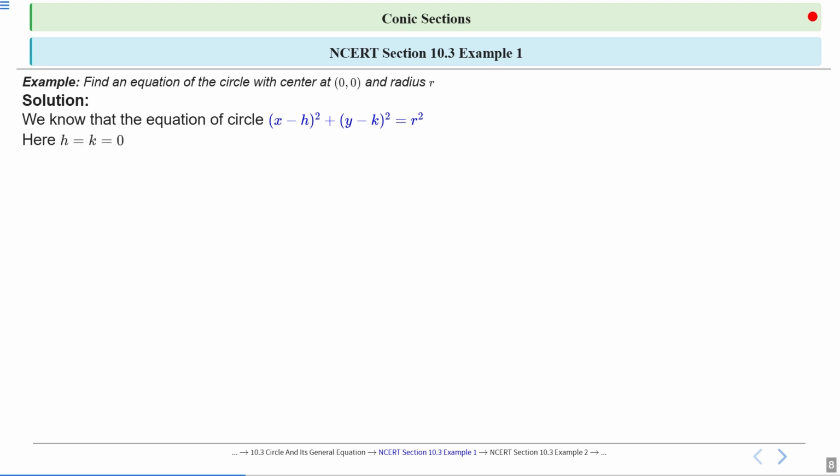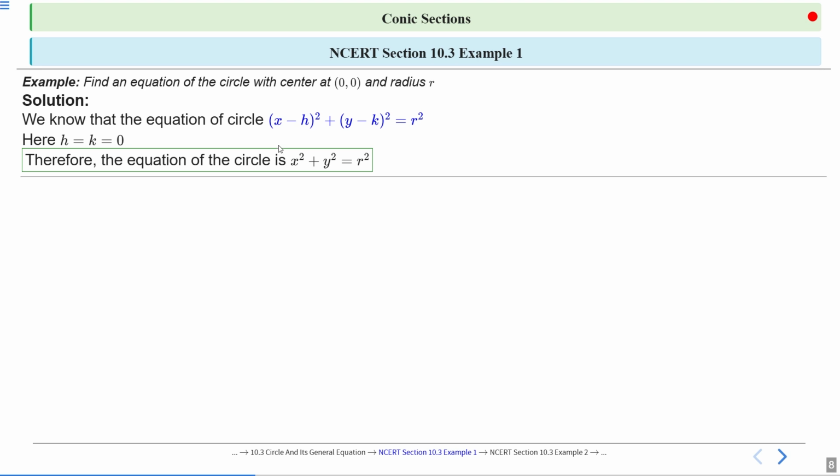So here h = k = 0. Why? Because here you can see the center of the circle is (h, k), and in this example the center is given as (0, 0). That is why h = k = 0. So now put the value h = k = 0, and then we will obtain the equation of the circle.